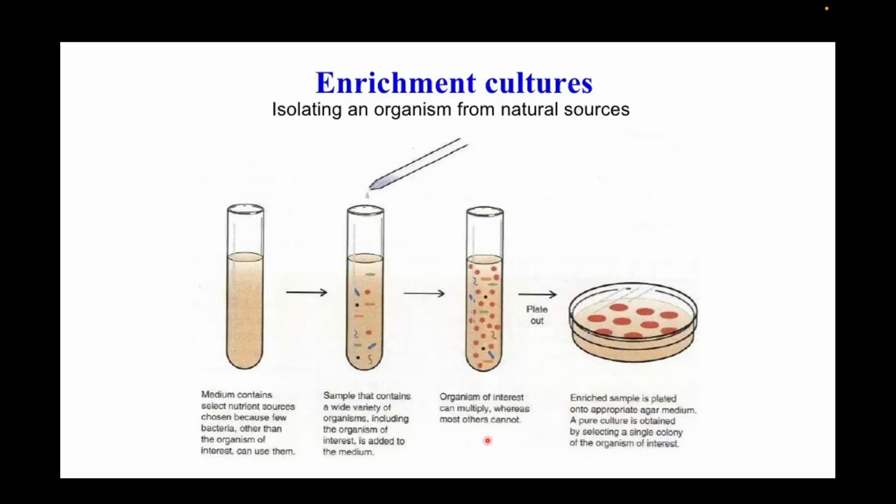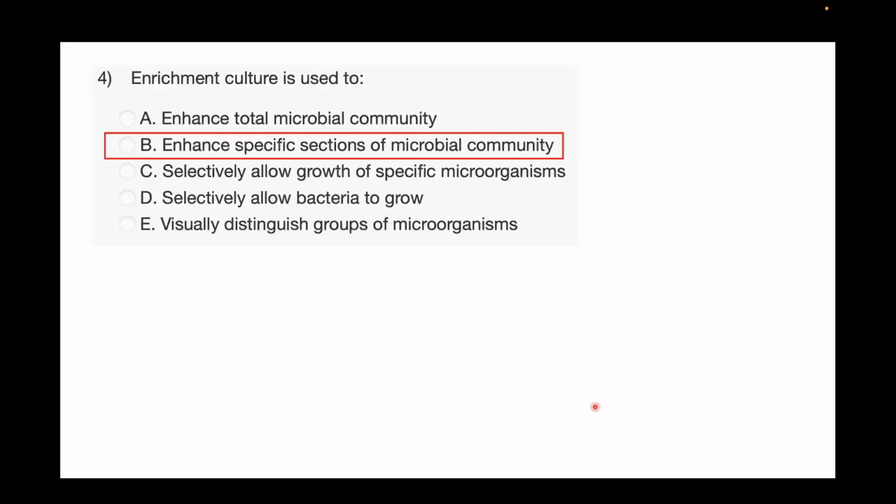and thus we are enriching the organism or microbe in this process, and the enriched sample is plated onto appropriate agar medium. A pure culture is obtained by selecting a single colony of the organism of interest. So this is how an enrichment culture is done, selectively promoting the growth of one microbe over the other and enhancing specific sections of the microbial community.